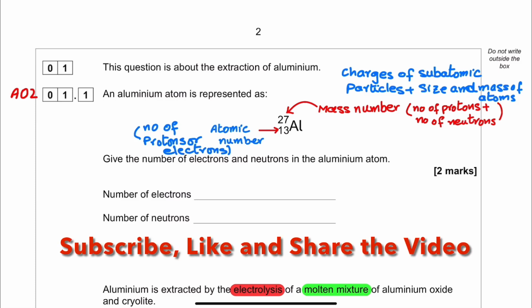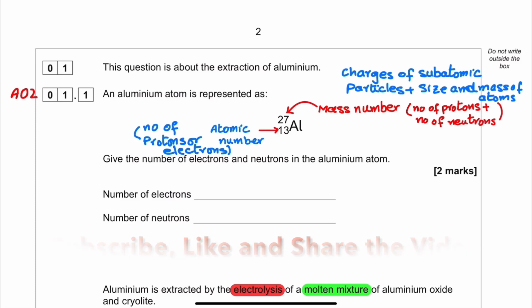Question number 1. The question is about the extraction of aluminium. 1.1 is an AO2 question, which is an application-based question. An aluminium atom is present here. Give the number of electrons and neutrons in the aluminium atom.